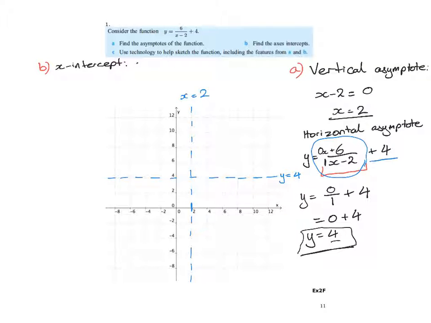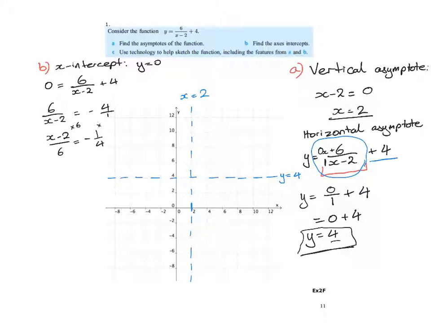That is when y equals 0. So if you sub 0 into the equation, you get 0 equals 6 over x minus 2 plus 4. I might move the 4 over and get 6 over x minus 2 equals negative 4. Now I'm going to flip both sides and get x minus 2 over 6 equals negative 1 on 4, because remember, 4 is like 4 over 1, and you can flip both sides.